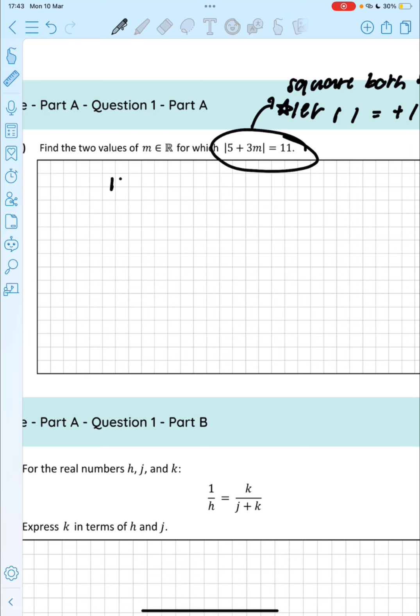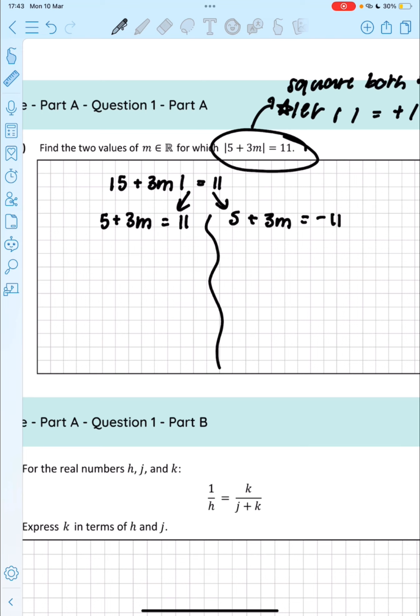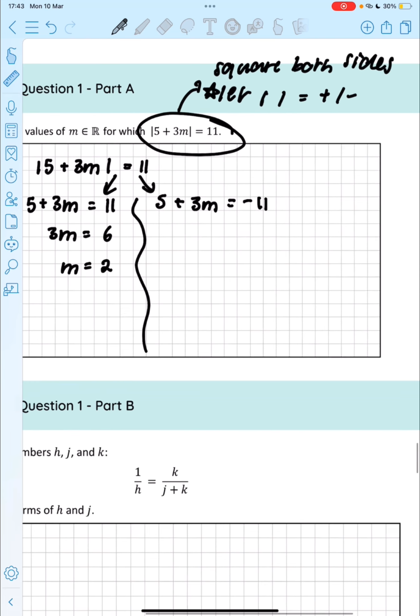So we're going to say that the modulus of 5 plus 3m equals 11. So therefore, what's inside the modulus, 5 plus 3m, equals a positive 11, or what's inside the modulus, 5 plus 3m, is going to equal a minus 11. And then I solve these two independently of each other. So minus 5 both sides, 3m will equal 6, m is equal to 2.